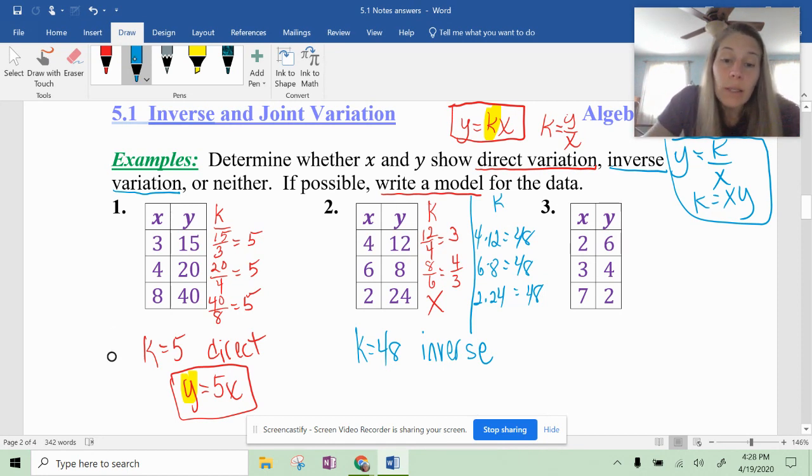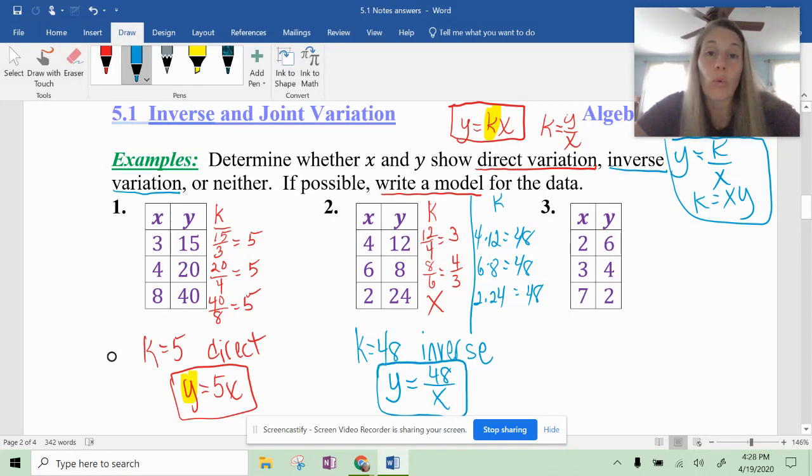So now when we write the equation, we want y equals k over x, and the k was 48. So the equation would look like this: y equals 48 over x.